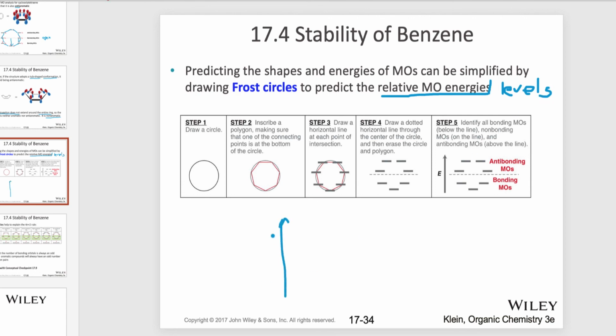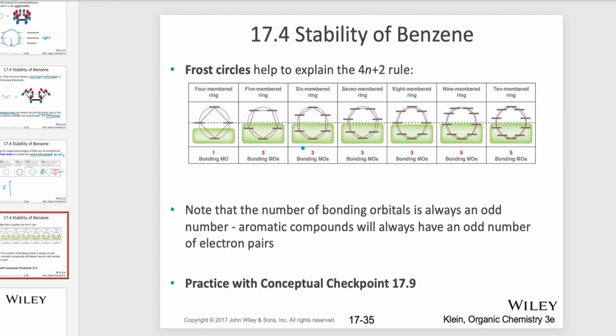This is our energy axis. Yeah. And then we have to place all the levels. So we had seen this. Be able to reconstruct this. Draw your non-bonding level. Differentiate between bonding and anti-bonding, and on you go. On the next slide, you have the summary for many of these. So it helps to explain why the 4n+2 rule is so critical.